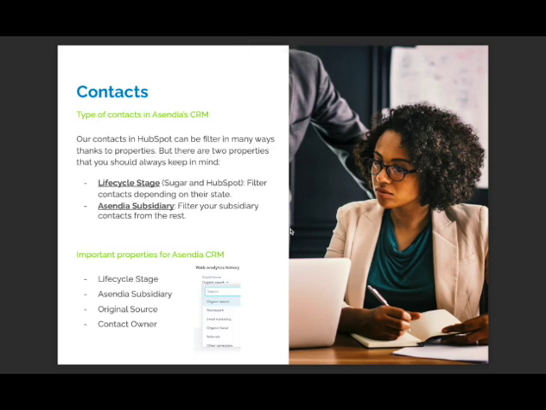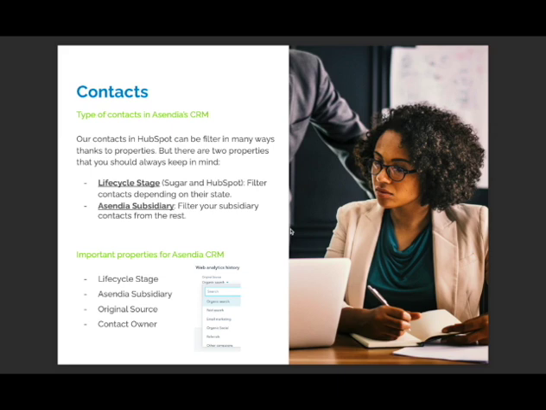Okay, so our contacts in HubSpot can be filtered in many ways, thanks to the properties that we created, personalized for Asendia. And there are two very important properties that we should keep in mind. Life cycle stage, in Sugar and HubSpot, of course. You can filter the contacts depending on their state. This means marketing contacts, sales contacts, leads, customers, etc. These are the life cycle stages. And Asendia subsidiary, this is a filter so you can know which contact belongs to which subsidiary. So we can keep everything organized.